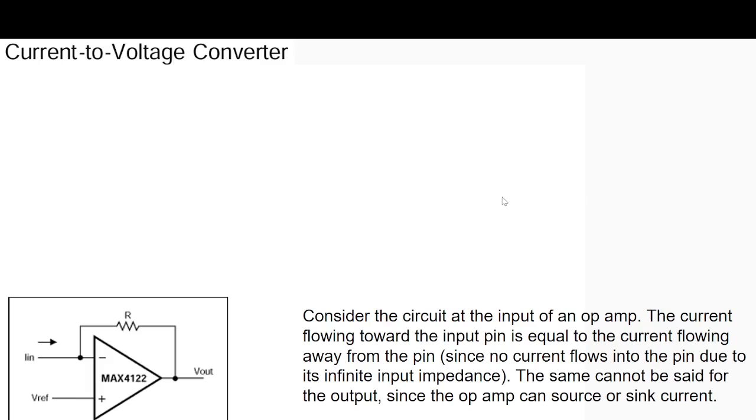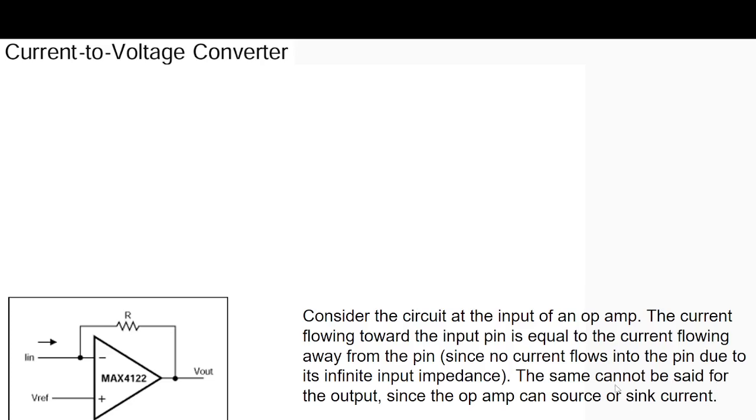So this is another very useful piece of information to share: a current to voltage converter, again using an op-amp, from Maxim, a popular company. This is a MAX4122 IC. So the current coming in, consider the circuit at the input of the op-amp. The current flowing towards the input pin is equal to the current flowing away from the pin, since no current flows into the pin due to the input impedance. So the current going in is the same as the current coming out. Again, these are mathematical assumptions, but very important ones to keep in mind.